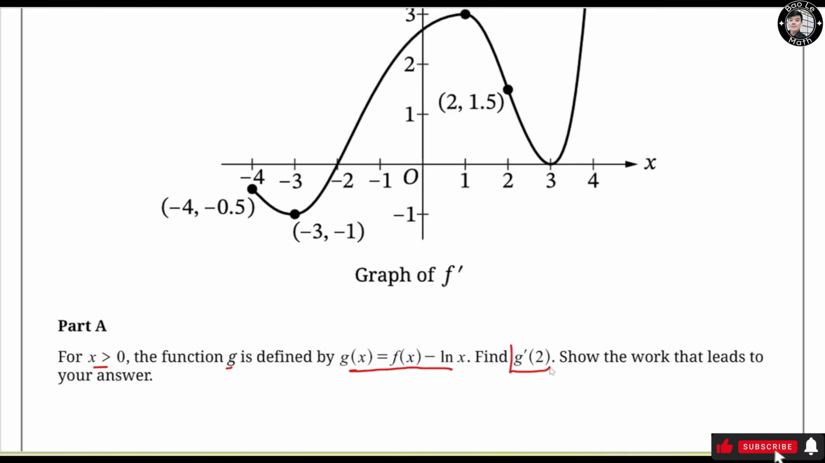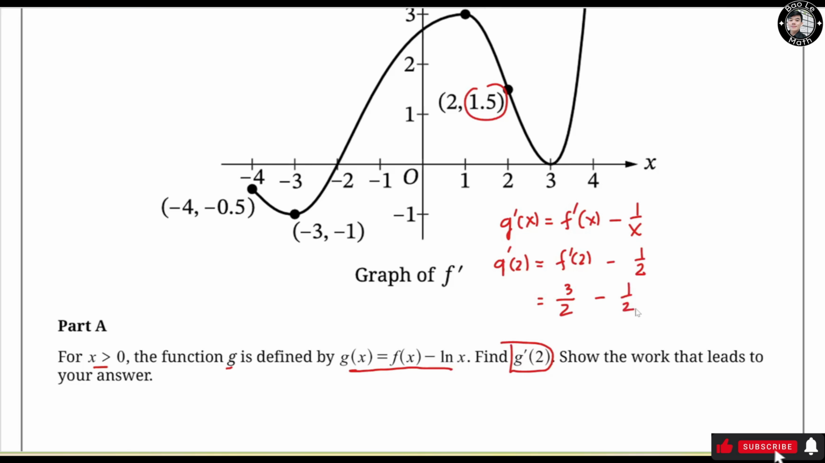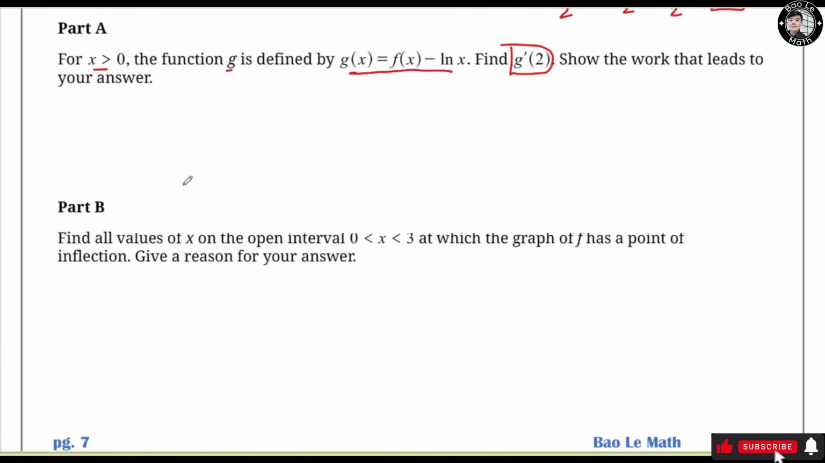Question A. For x greater than 0, the function g is defined by g of x equals f of x minus ln x. We need to find g prime of 2. So we need to take the derivative of g of x. So g prime of x equals f prime of x minus 1 over x. So g prime of 2 is f prime of 2 minus 1 over 2. Now f prime of 2 is 1.5 right here, which is 3/2 minus 1/2. It's going to be 2 over 2, and it's going to be 1.